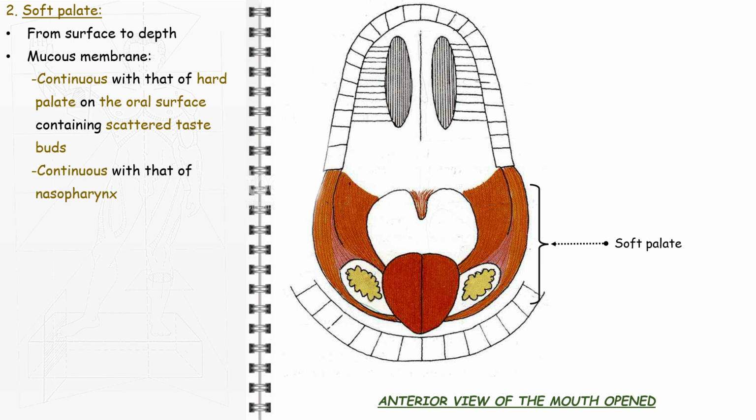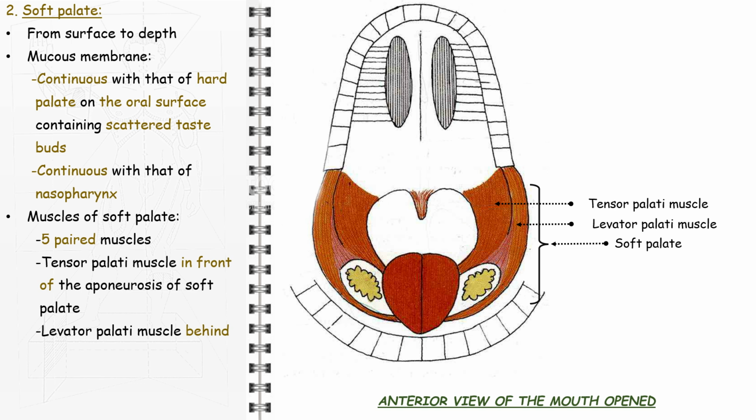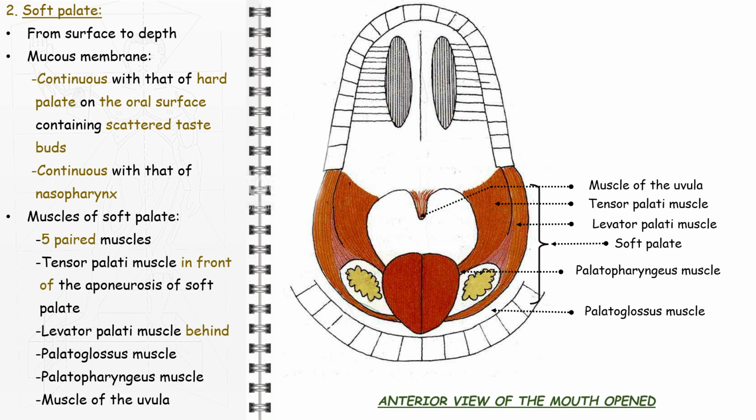The muscles of soft palate are 5 paired muscles: tensor palati muscle in front of the aponeurosis of soft palate, levator palati muscle behind, palatoglossus muscle, palatopharyngeus muscle and muscle of the uvula. The aponeurosis of soft palate is a fibrous and resistant layer fixed to the posterior border of the hard palate and to the hamulus of the medial pterygoid plate.